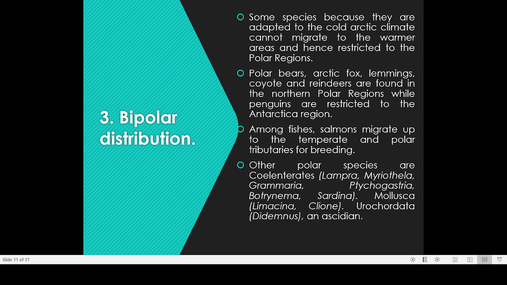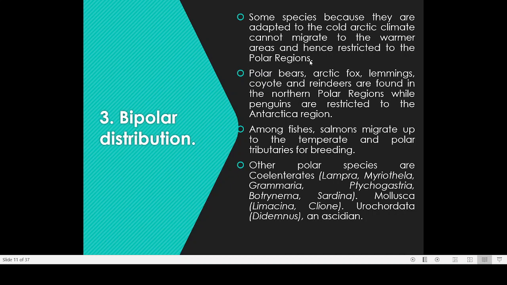Bipolar means present in both poles, present either in the south pole or in the north pole, sometimes in both poles. So that is the peculiarity of animals showing bipolar distribution. They are present either in the Antarctic region or in the Arctic region. And their peculiarity is that they are adapted to the cold Arctic climate. They will not be able to migrate to warmer areas and are restricted to the polar region.